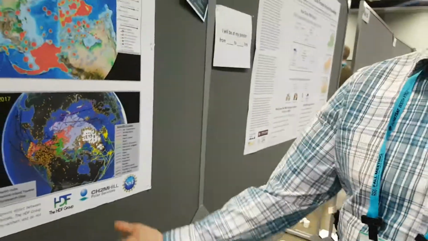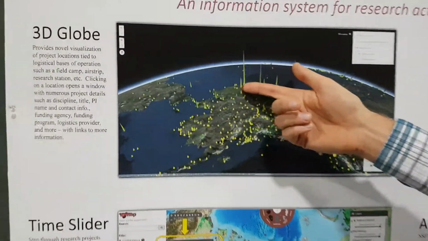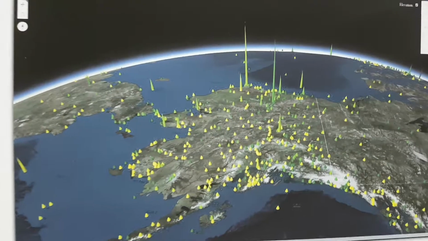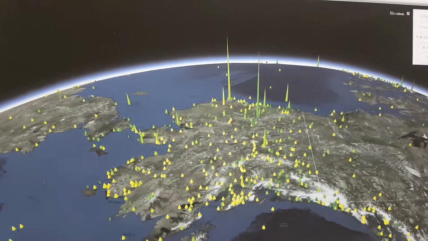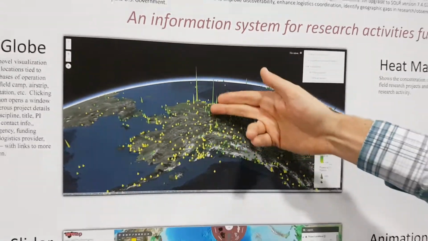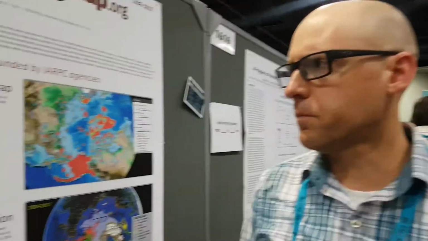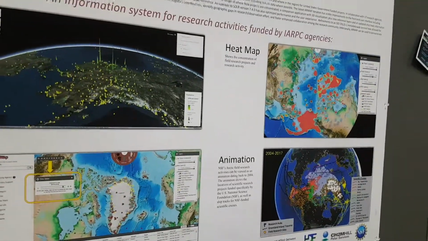Cool. Okay. And we have a 3D application as well that shows the symbol extruded by the number of research sites. So some of the sites like Barrow, you can see has a ton of research, and also Tuluk has a ton of research. Yeah. And so that's another way to look at it to see the density of research in certain places.